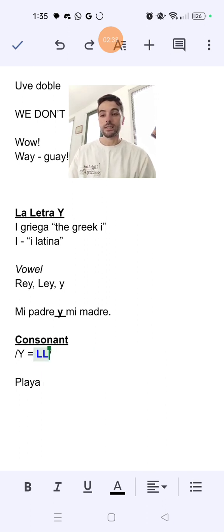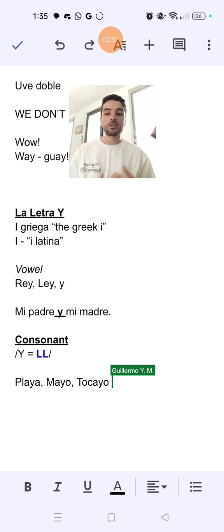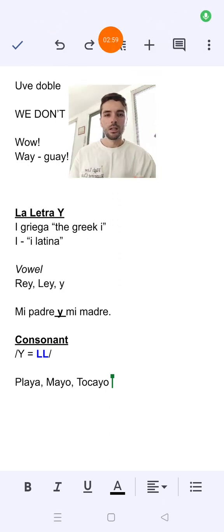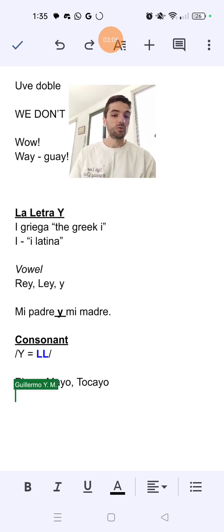In words, as I said, playa. We also have the month of Mayo, okay? Then we have a word tocayo. It is not so common because we use the double L a lot. I wanted to give you some examples, but it's really not that representative. And I don't want to confuse you with different examples that we will definitely not be using at these earlier stages.